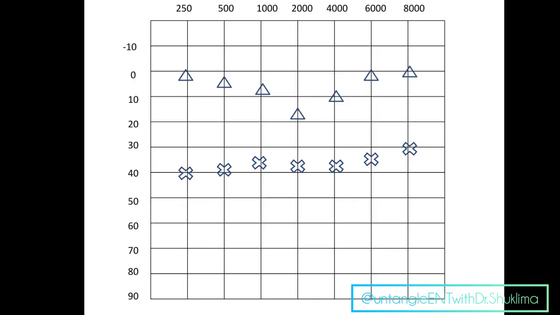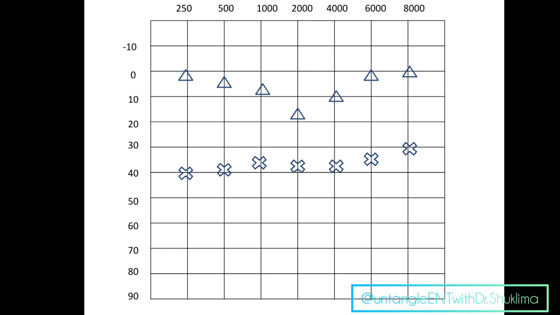Now see this blue color, again left ear. Air conduction is an average of 35 decibel, therefore mild hearing loss. Bone conduction is less than 20 decibel. Air-bone gap is more than 25 decibel. So it is mild conductive hearing loss in the left ear.